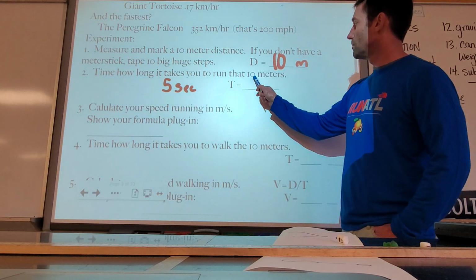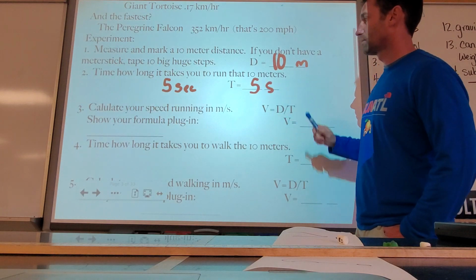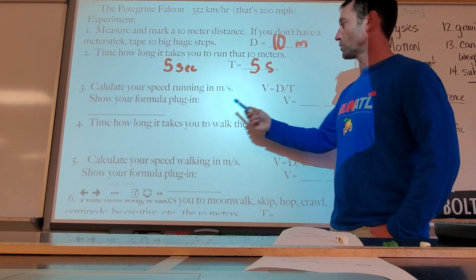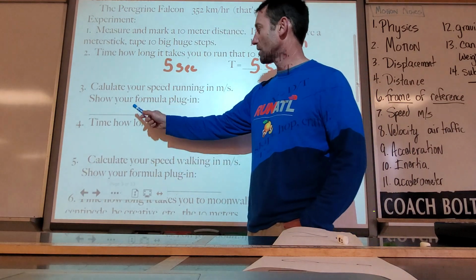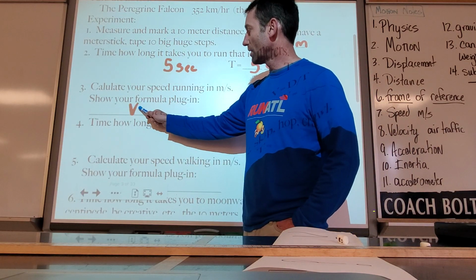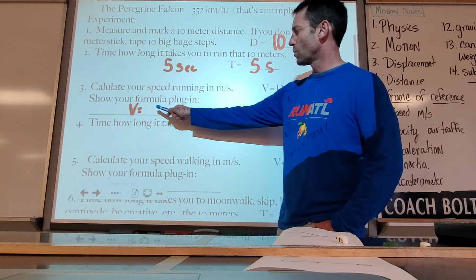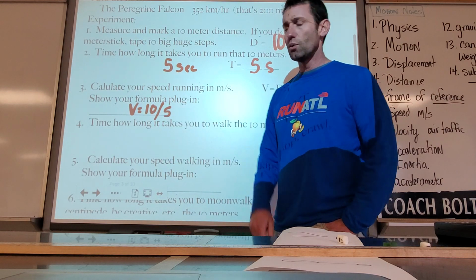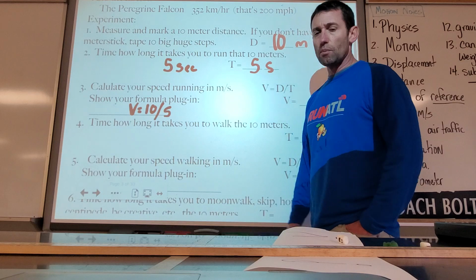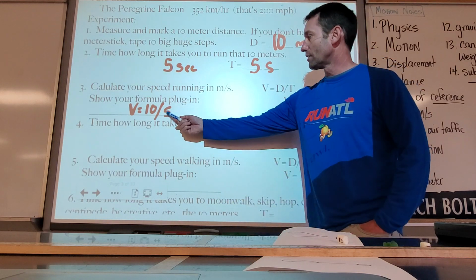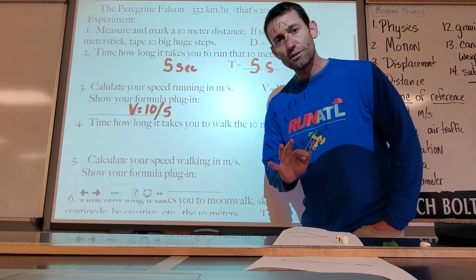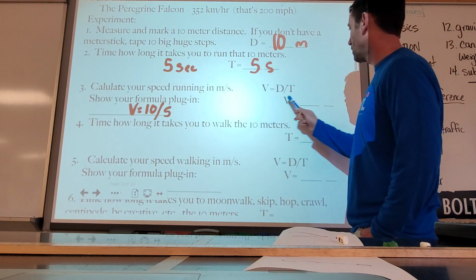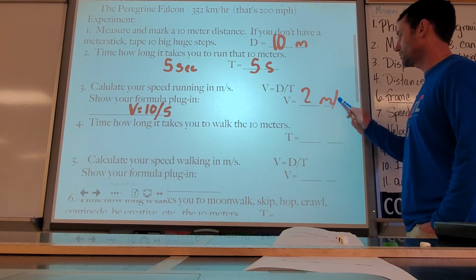So time, 5 seconds. Calculate your speed in meters per second. Show me how you're plugging the numbers in each time. You've got to get in the habit of doing that so that when we learn more complicated formulas, you'll be able to plug the numbers into the more complex formulas. So that's called the formula plug-in. You've got to do that each time. 10 over 5, that gives me a velocity of 2 meters per second.